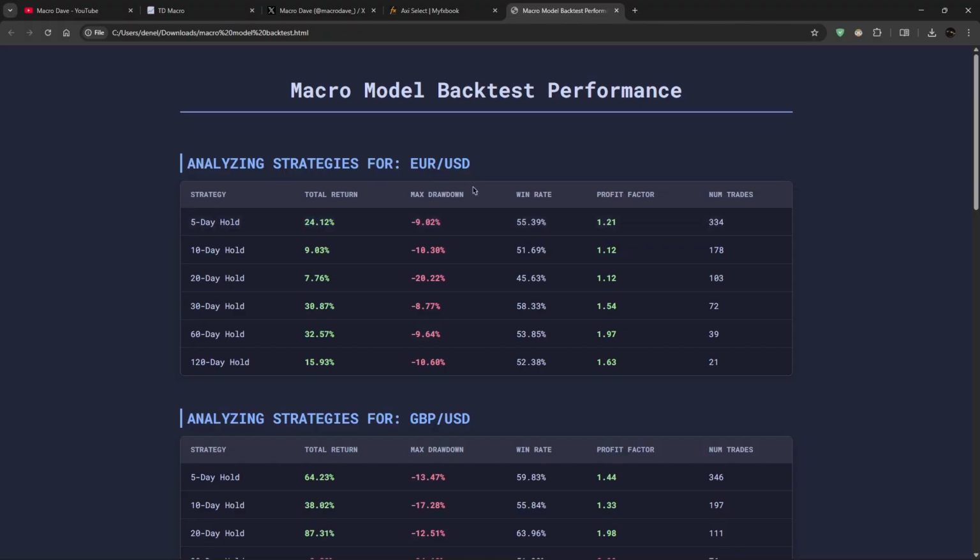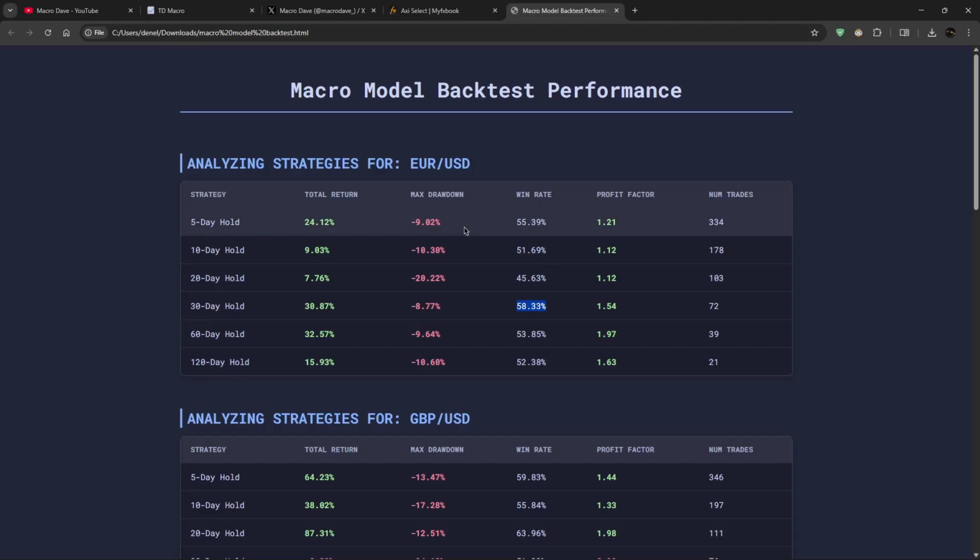So you can see the returns for a 5-day hold. If you buy when there's strong momentum in the macro model, the return since 2015 was 24%. Again, it's not impressive, but that's not what's important for the use case of this model. It's the win rate that's important. And you can see that the win rate is constantly above 50%. And even here you have a 58% win rate. So this is what's important.